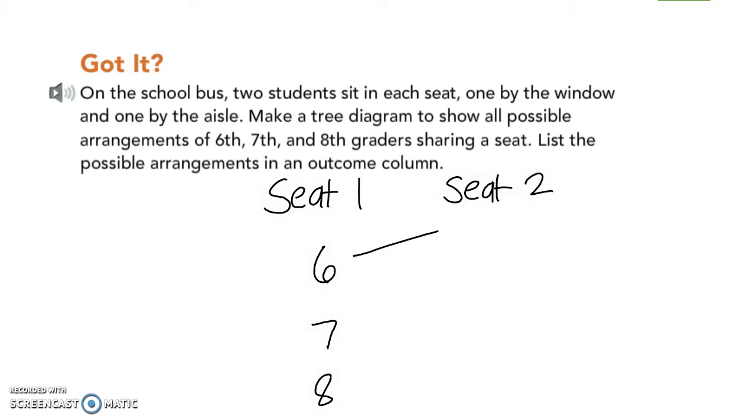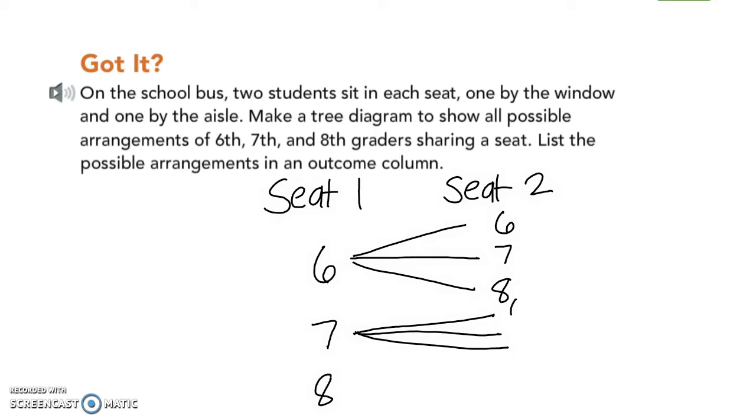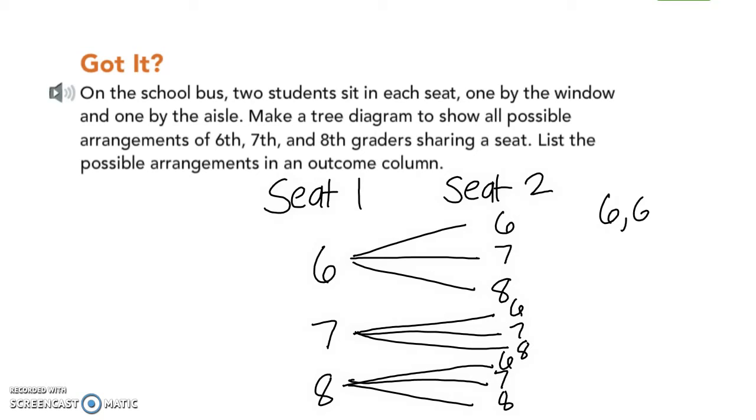And then in seat 2, I could have a 6th grader, 7th grader, or 8th grader. In seat 2 here, I could have a 6th grader, 7th grader, 8th grader. So out to the side, I could say 6, 6, 6, 7, 6, 8, 7, 6, 7, 7, 7, 8, 8, 6, 8, 7, 8, 8. And there you go. All your possible outcomes brought to you by a tree diagram.